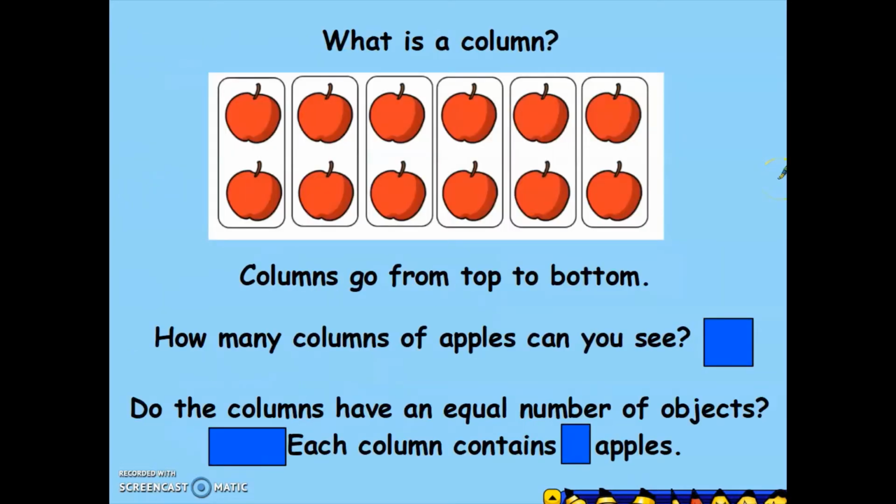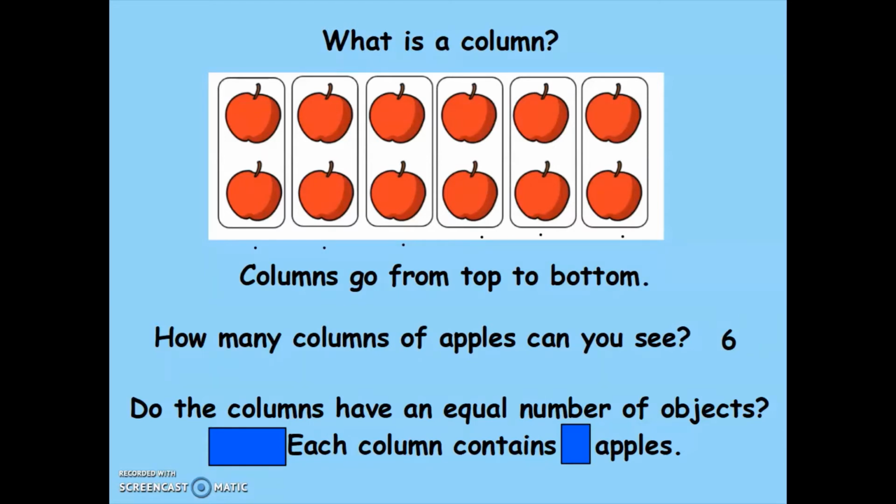We also need to look at the columns in arrays. Columns go from top to bottom. So this one is a column. How many columns of apples can you see? Have a count now. So I can see 1, 2, 3, 4, 5, 6 columns. Did you agree?